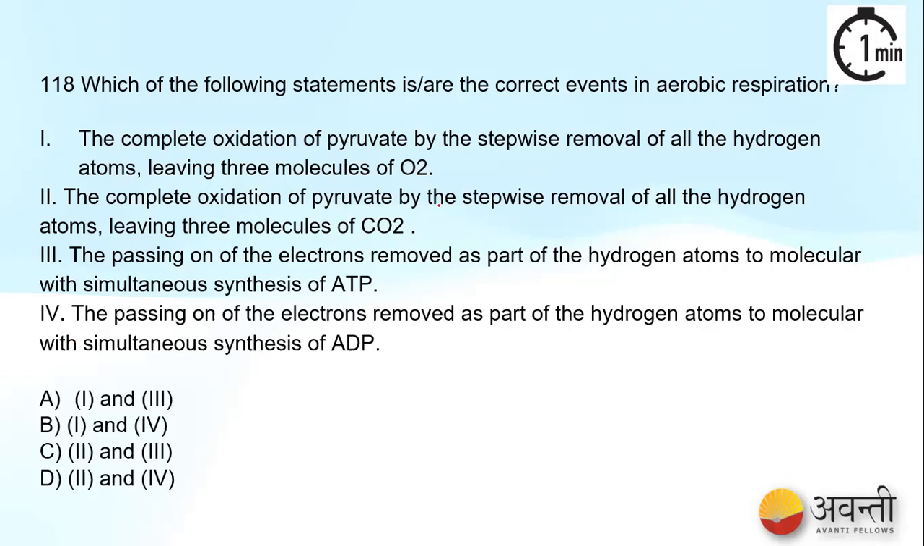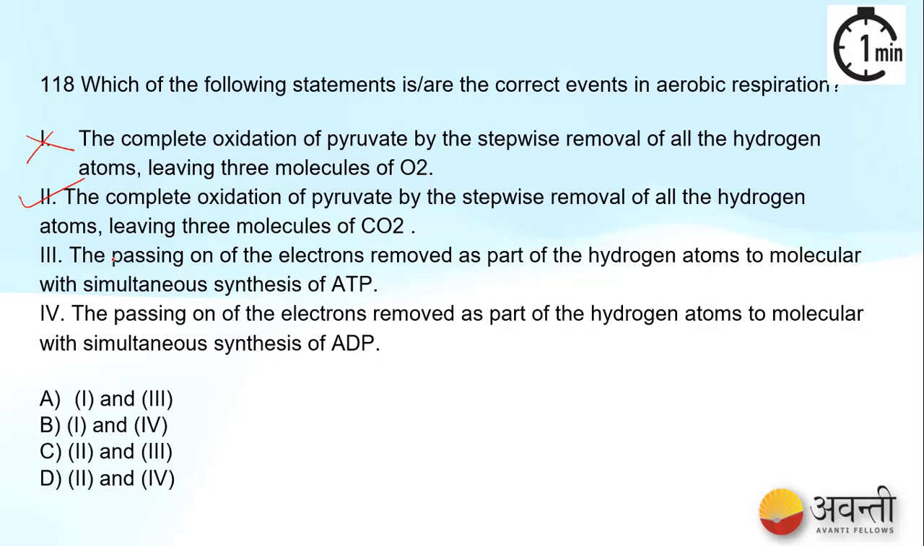Let us see the first option, the complete oxidation of pyruvate by the stepwise removal of hydrogen leaving 3 molecules of oxygen. This is absolutely wrong. Why? Because the stepwise removal of hydrogen from the pyruvate would lead to the release of 3 molecules of carbon dioxide. So our option 2 becomes right.